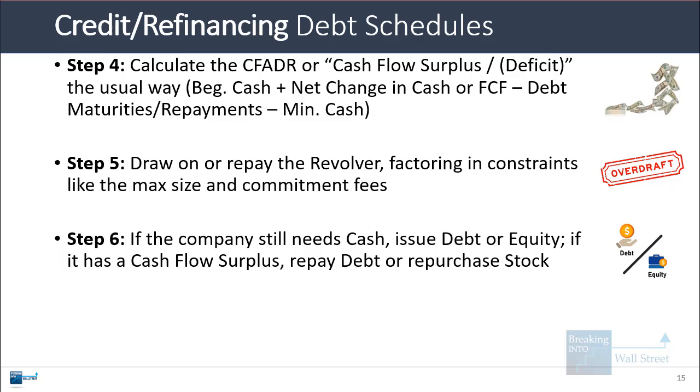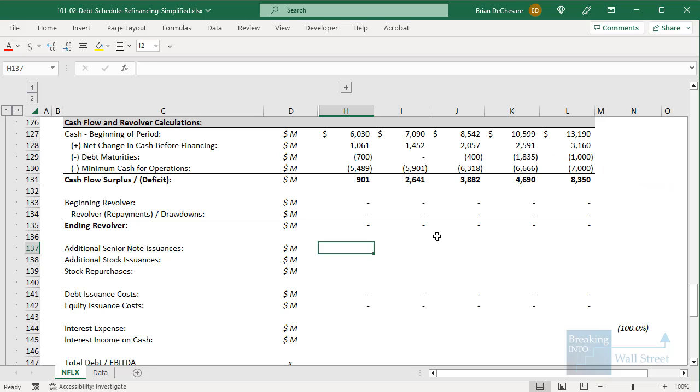If the company still needs cash, it can now issue equity or debt. If it has a cash flow surplus, it can repay debt or repurchase stock. In this case, we're going to assume that it repurchases stock because that's what the management team told us. They explicitly said that their purpose here, their goal, is to use their excess cash to repurchase stock. So let's go in, and then for the additional senior note issuances, it's pretty simple.